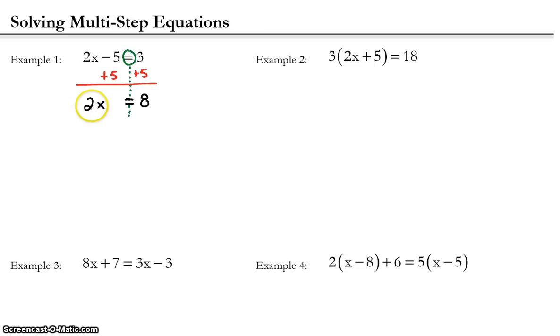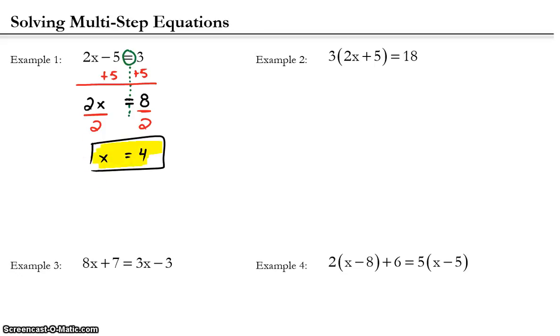I'm now left with 2 times x. That means I have to divide. The opposite of multiplying x by 2 is dividing it by 2. And again, I do that on both sides. 2 over 2 gives me my 1x, as we talked about in our multiplication and division video. That's my x equals 8 divided by 2, which is 4. Box or circle it, it's my final answer.